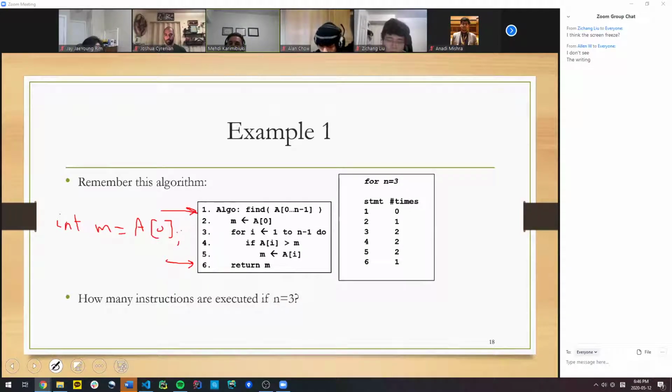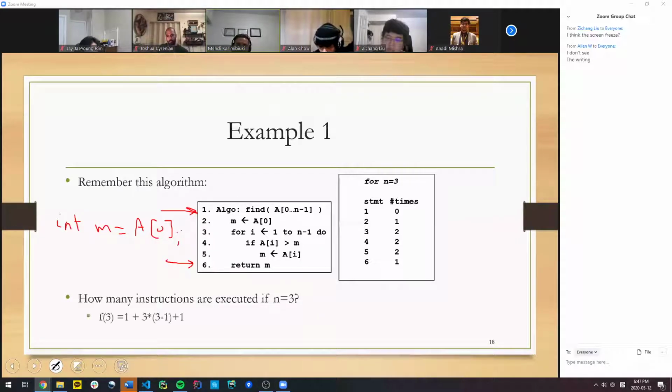Then line number 3, we have a for loop there. The catch is to see how many times this for loop is going to be executed. So for i equal to 1 to n minus 1, so n was 3, so 2, do the following. So line 3 is going to be executed 2 times, and whatever comes into the for loop is also going to be executed 2 times. So lines 3, 4, and 5 are going to be executed 2 times, and then at the end of the day, we have to return whatever we have as a result of this algorithm. So we're going to return m, and line number 6 is going to be executed 1 time as well.